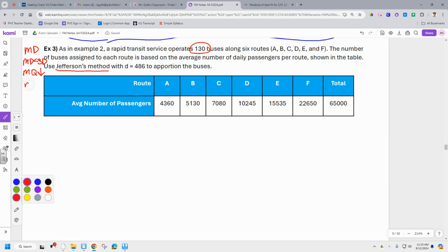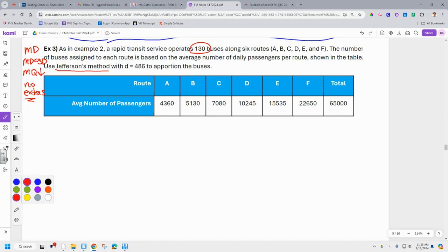There are no extras. Something that people will try to do is they'll do it wrong, and they'll have extras, and they'll try to pass out these extras, but there aren't any. If you have extras to pass out, then you're not finished. You did it wrong. Okay? So modified divisor.